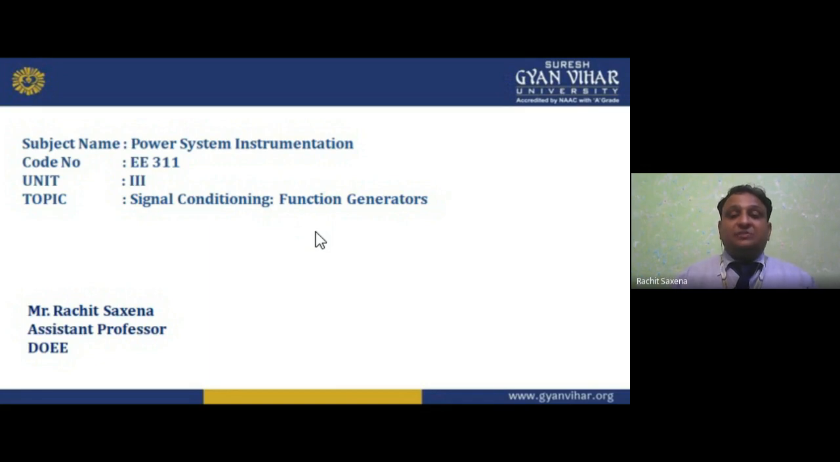The frequency ranges, basically the audio frequency ranges, are from a few kilohertz to some megahertz. So we have to deal with those instruments, those components, those conditions. So we need instruments. In Unit 3, that is signal conditioning.